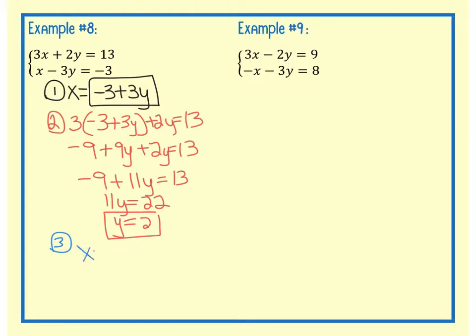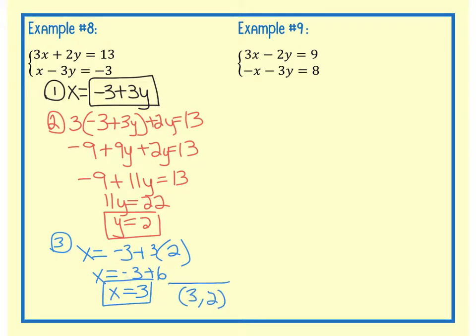So x equals -3 plus 3 times 2. X equals -3 plus 6. So x equals 3. My final answer is 3, 2. And if you substitute them back in, they need to make both equations true. Not just one of them. They need to make both equations true.